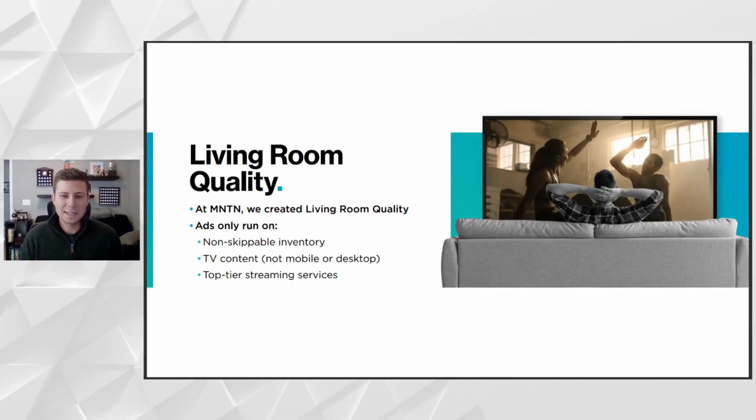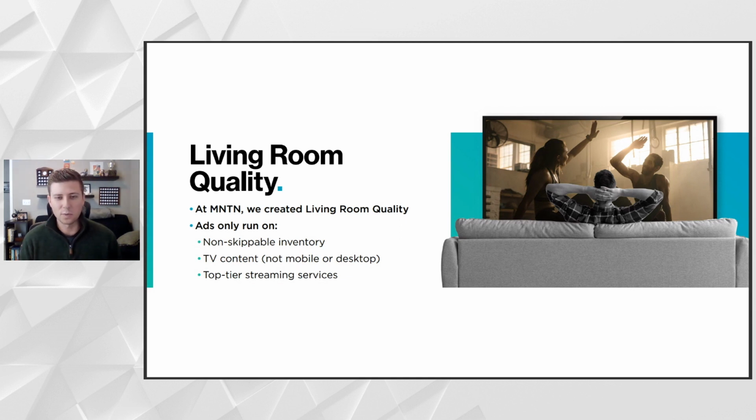As I mentioned, living room quality. We've sort of created and defined that ourselves at Mountain. And really what that means is that our ads meet those three criteria listed there. It's non-skippable inventory. It's always TV content, so no placements on mobile or desktop. So you're guaranteeing that your ad is showing on the largest screen in the house. And then, of course, we work with top tier streaming services.